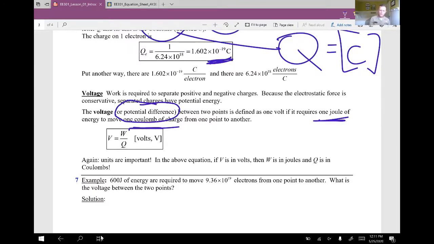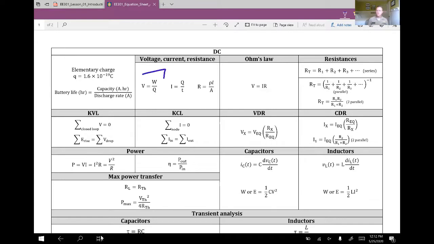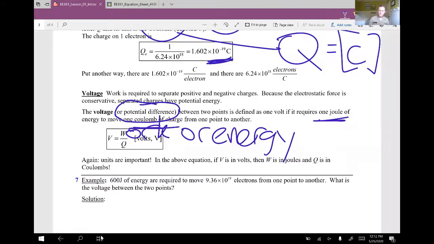So its volts is equal to, the W there is work, right? Work or energy. We'll use those interchangeably. Work and energy. How many joules does it take to move 1 coulomb? That's voltage. This equation right here is on your equation sheet. If you look, V equals W over Q. And you can also see that we have the charge right there with the electrons. So far we've covered these 2 formulas. Let's keep moving down the page.